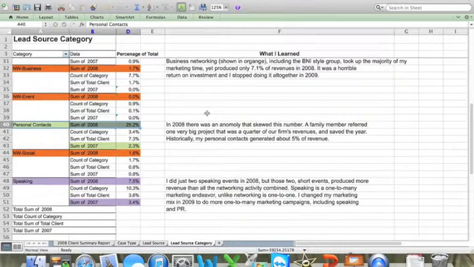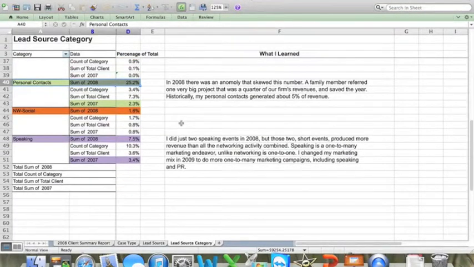Now, on the one hand, that piece of business really saved our year in 2008. But on the other, I couldn't count on that in 2009 to generate much in the way of results. So as you're looking at your data, you've got to factor in one-time anomalies and make a real analysis as to whether or not you can repeat that scenario in the coming year. And if you can't, then you've got to move in a different direction.